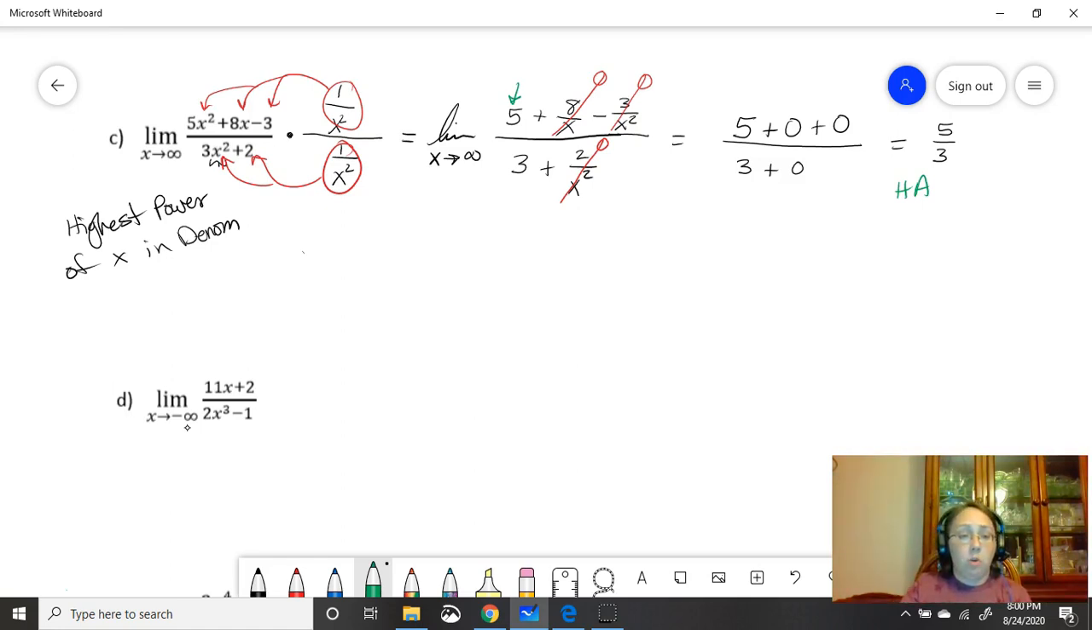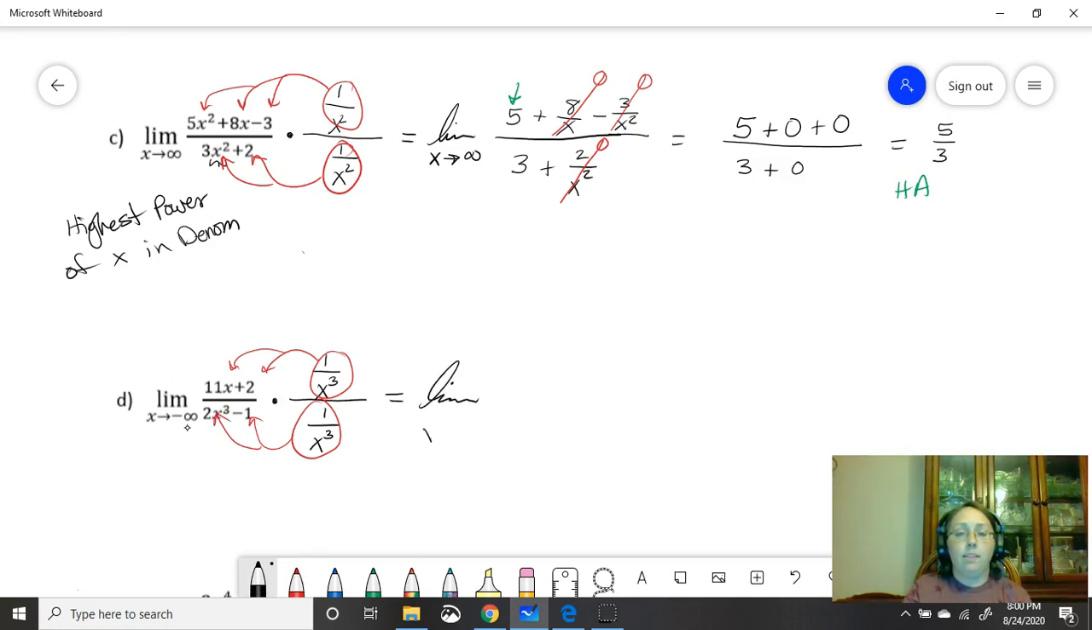So what we're going to do is we're going to apply the rule that we just talked about. We're going to multiply top and bottom by the same thing. 1 over, which power do we pick? It's right there on the screen. Highest power of x in the denominator. In this case, that's x cubed. So 1 over x cubed, top and bottom. And let's see what happens. So we're going to distribute 1 over x cubed to every term on top, and we're going to distribute it to every term on the bottom.